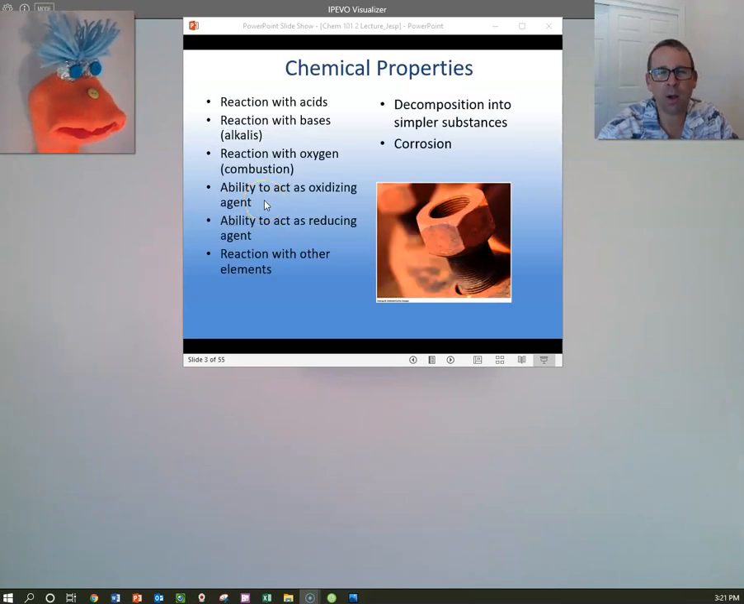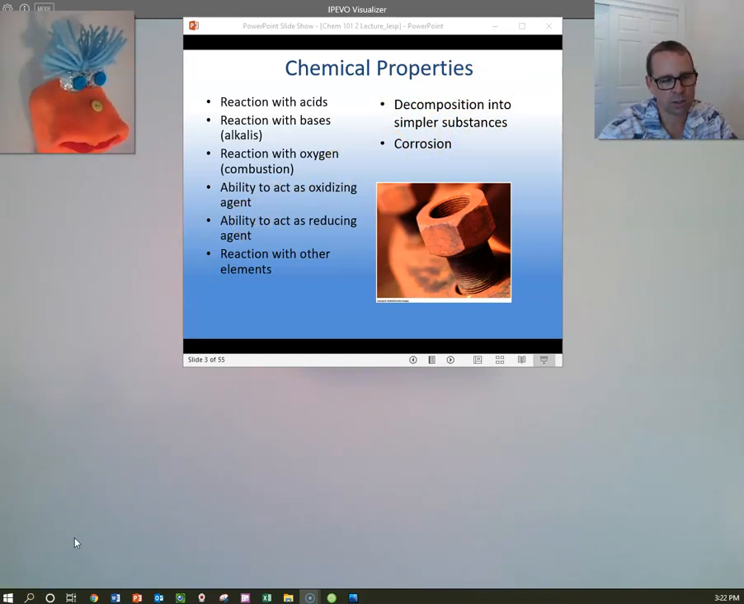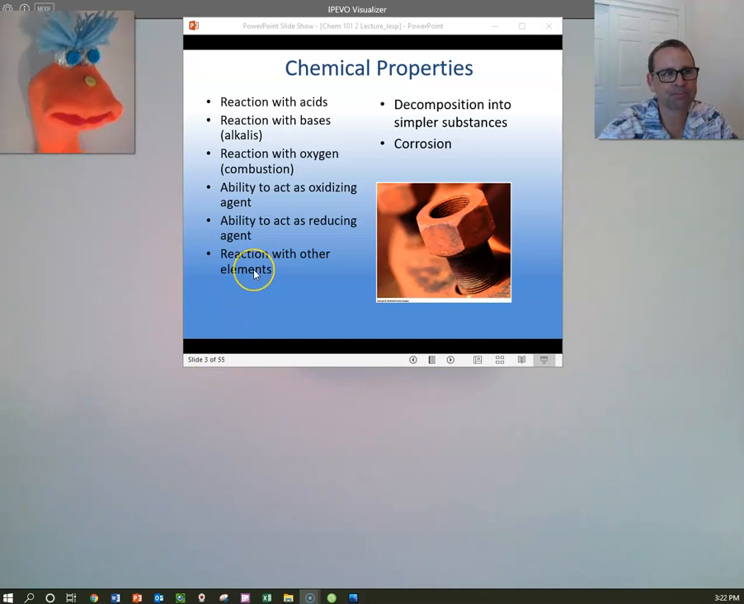Chemical properties are distinguishable because you can usually tell when we're describing a chemical reaction or property. We say something like, that material reacts with an acid. That material oxidizes or corrodes, decomposes. All of these are descriptions of different chemical reactions.